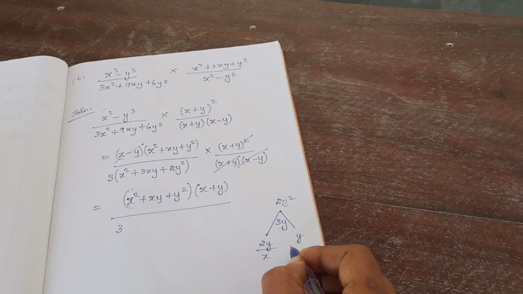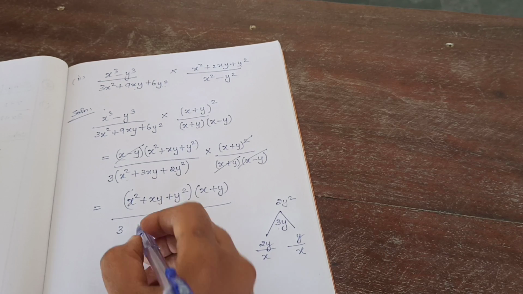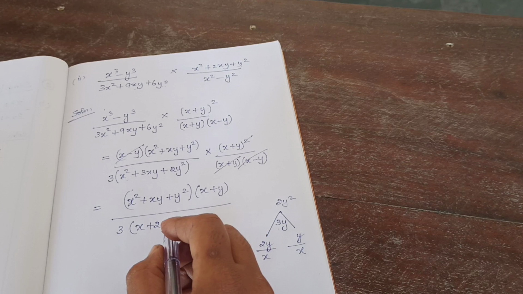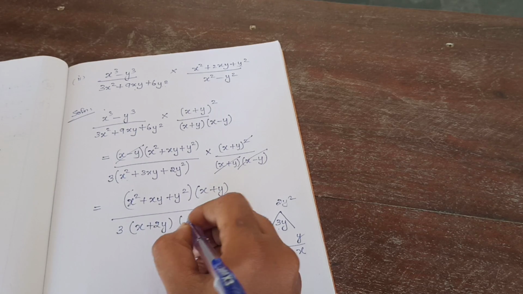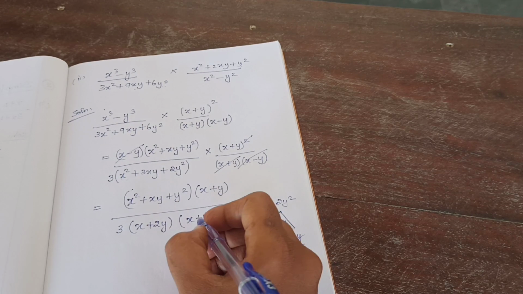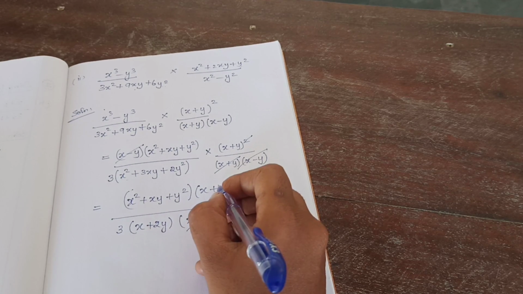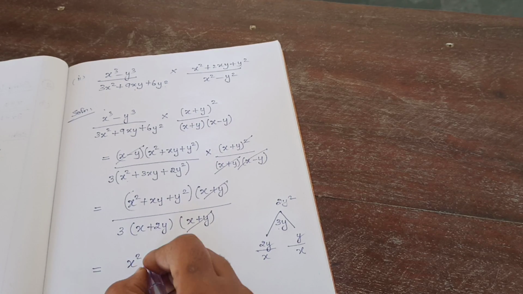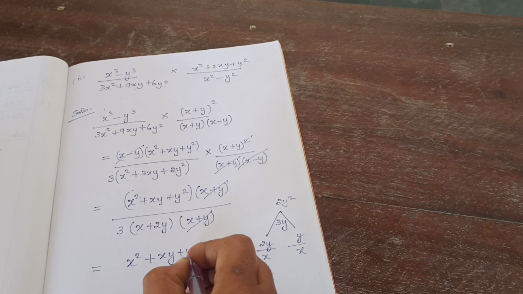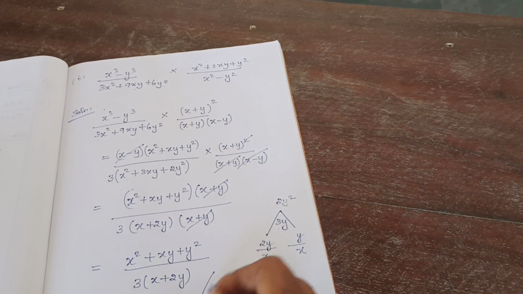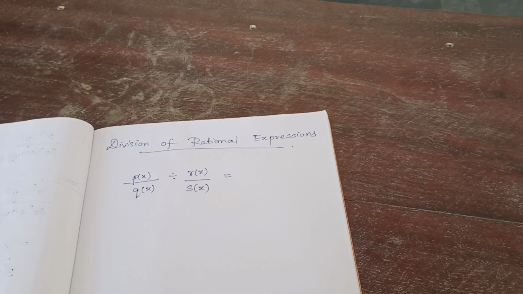So by x. Then x plus 2y into x plus y. Any other terms are there? No. Then shall we cancel this? So x plus y gets cancelled. What is the final answer? x square plus xy plus y square divided by 3 into x plus 2y. That's all this problem.